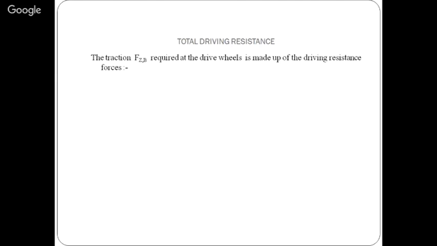Now total driving resistance. What is the total driving resistance? What is the total force which I require to give a vehicle to accelerate, either in plane condition or in inclination?